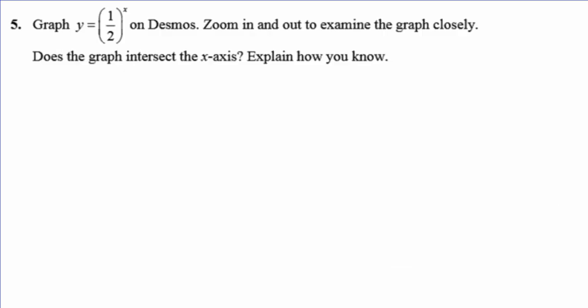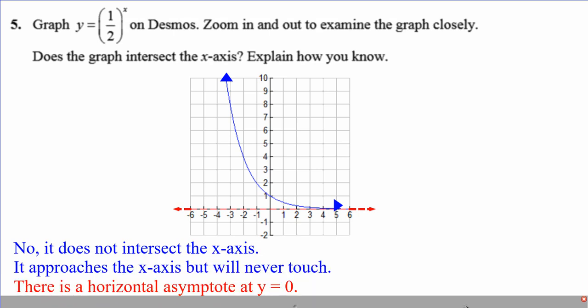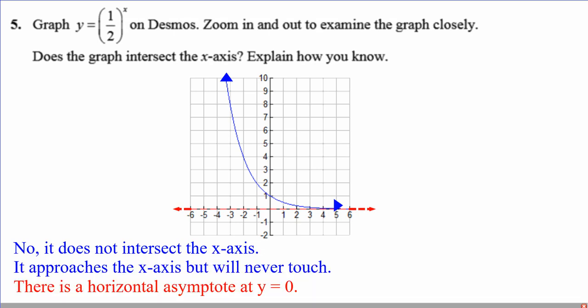And again, we can see by zooming in and out, it is not touching the x-axis. It will get smaller and smaller and approach that x-axis and output of 0, but it will not touch it. Therefore, again, we have that horizontal asymptote. And we denote that by a dashed horizontal line, showing that boundary.